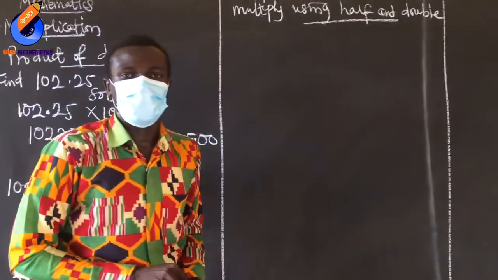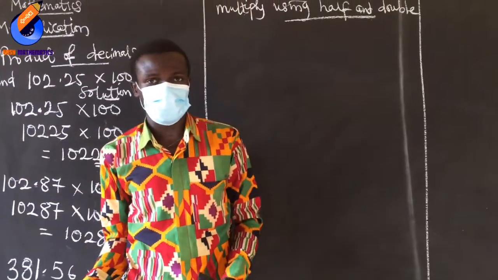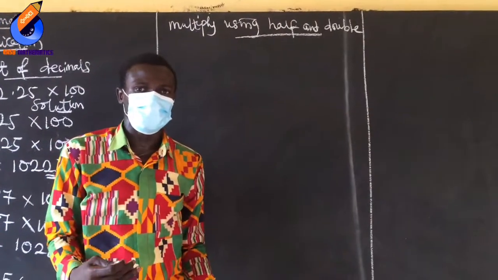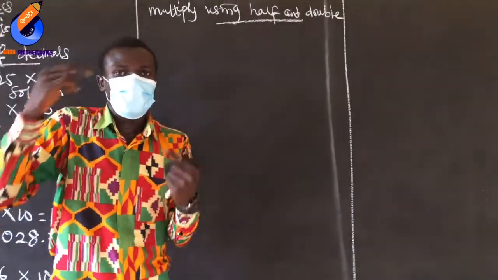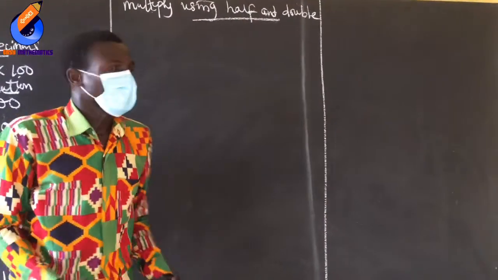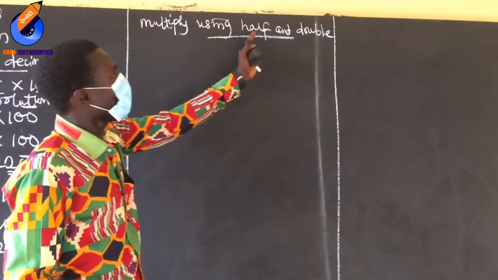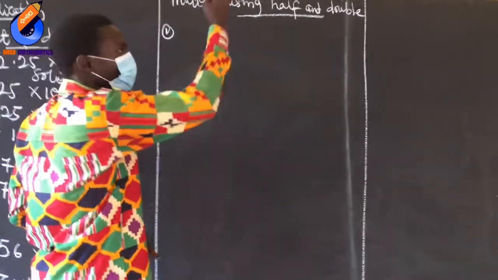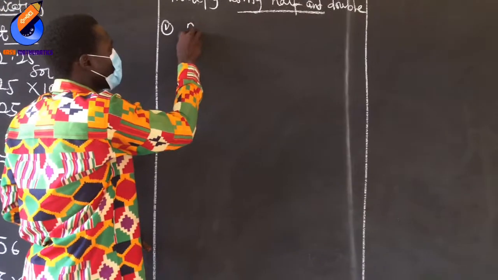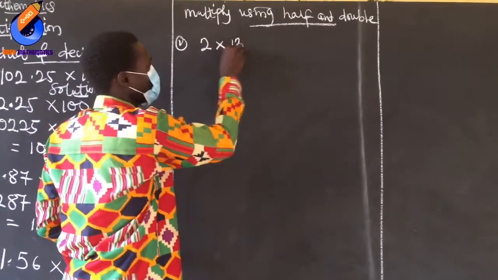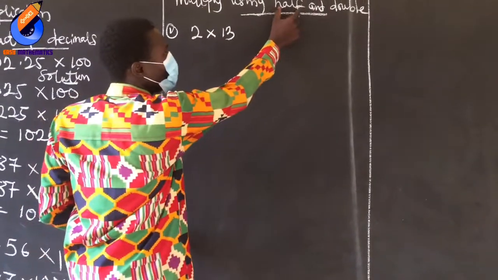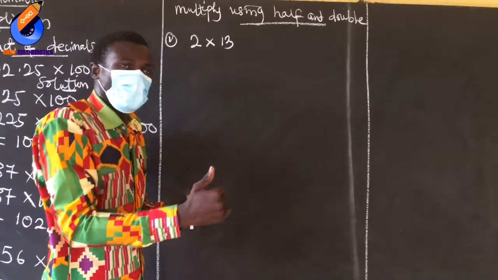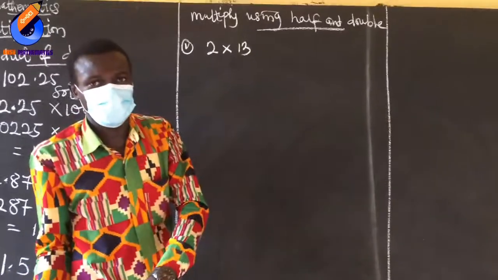If we are to multiply using half and double, when we say half, we divide the number by 2. When we say double, we multiply the number by 2. So let's say we are using the half and double method to multiply 2 times 13. Because we are using half and double, we'll use the two at once. Use half and, at the same time, use double.